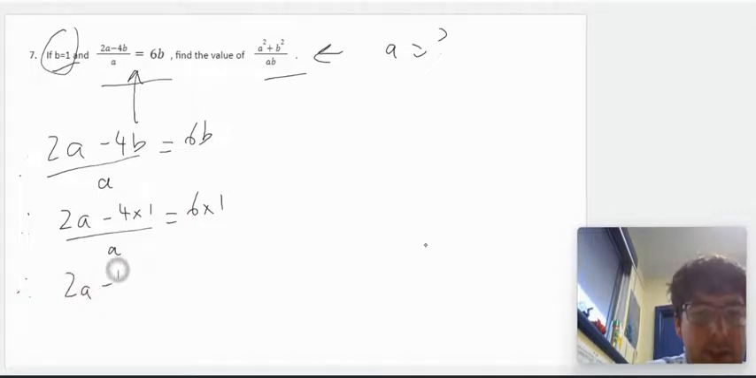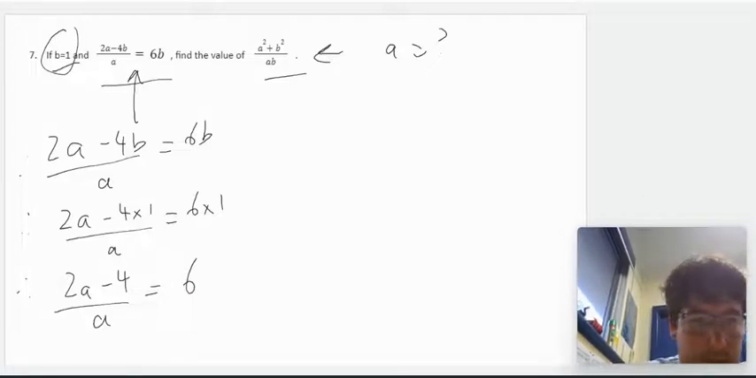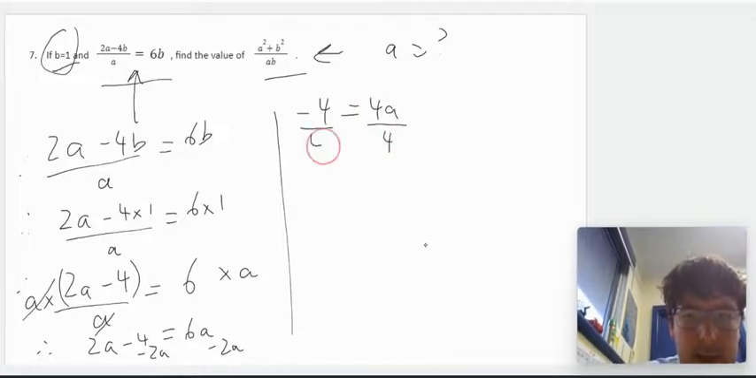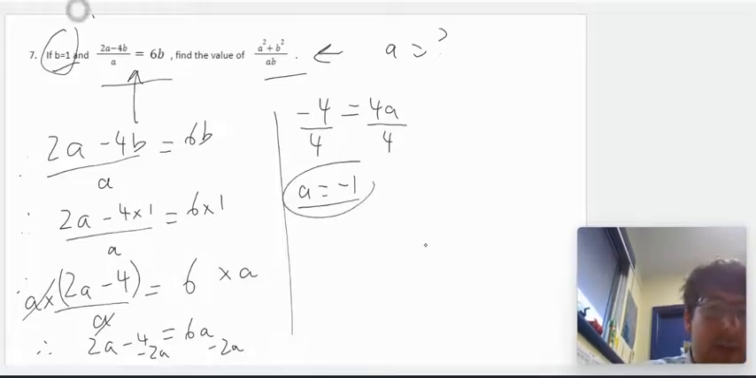Excellent. So 2A take 4 over A is equal to 6. All right, now we can times both sides by A. And that cancels this out here. 2A take 4 equals 6A. Let's now move the 2A to the other side. So we take 2A from both sides. Minus 4 equals 4A. Now we divide by 4. So A is equal to minus 1. Interesting. So now we know that A is minus 1 and we know that B is 1. We just need to substitute that into this formula.